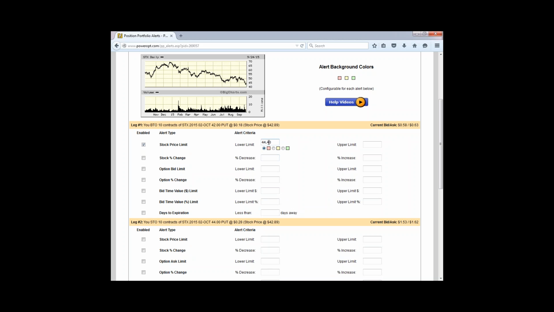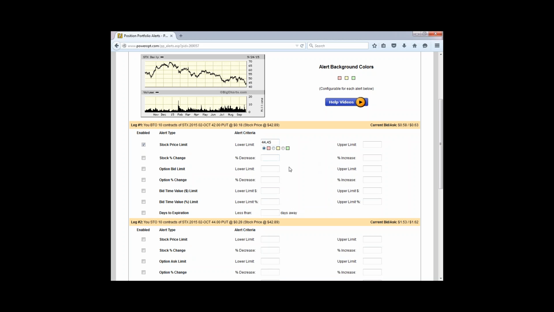Okay, so 1% of 44 would be about 44 cents. Maybe I'll even put it at 44.45. Okay, so it's the 1% stop rule. If the stock reaches within 1% of your short put strike price or your short call strike price, that's when you may look to manage it.